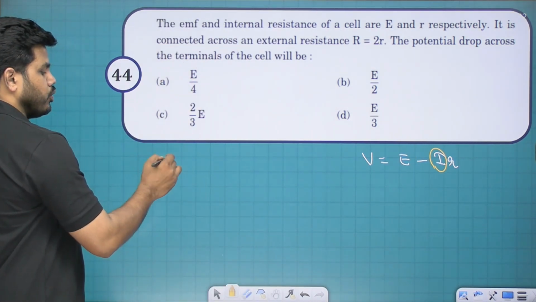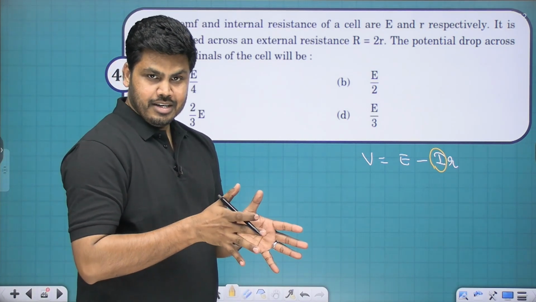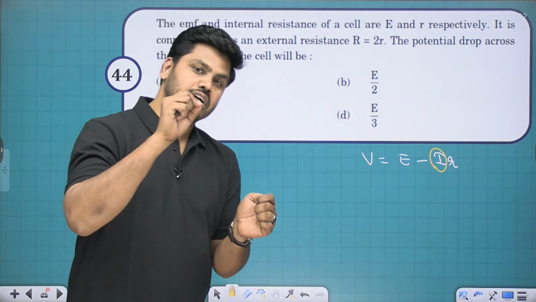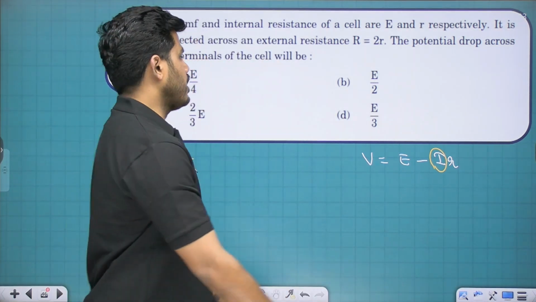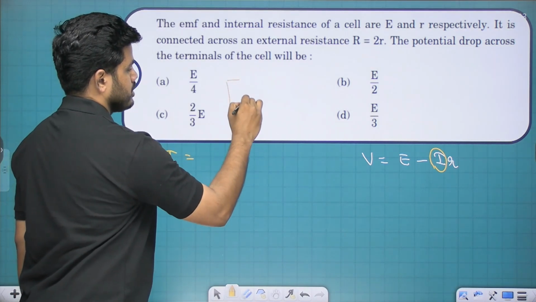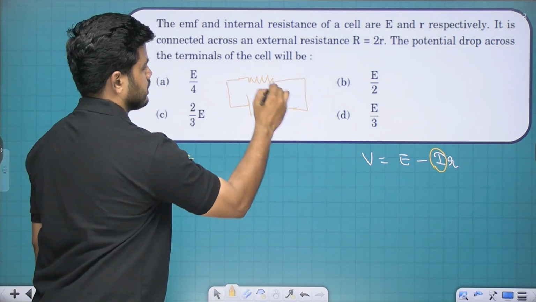Okay, in a circuit, how will you find the current? What was the equation for current? Total current in a circuit, when a cell of internal resistance small r is connected to an external resistance capital R. See, the circuit was, this is a cell, that cell has an internal resistance, it is connected to an external resistance capital R.